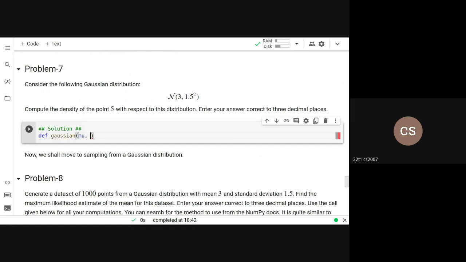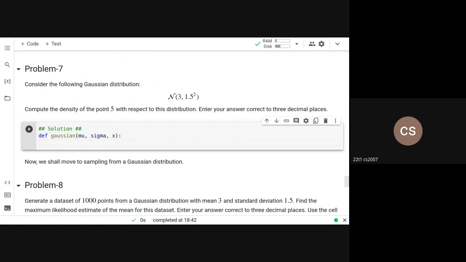If you have a Gaussian with mu and sigma square, and you give it a point x to find the density, you know the formula, right? 1 by root 2 pi sigma, e power minus (x minus mu) whole square by 2 sigma square. That's the formula. It's a very useful exercise to code this up, because it helps you verify if your numerical answers are correct by plugging them back into this function. So explicitly writing this down will help a lot.